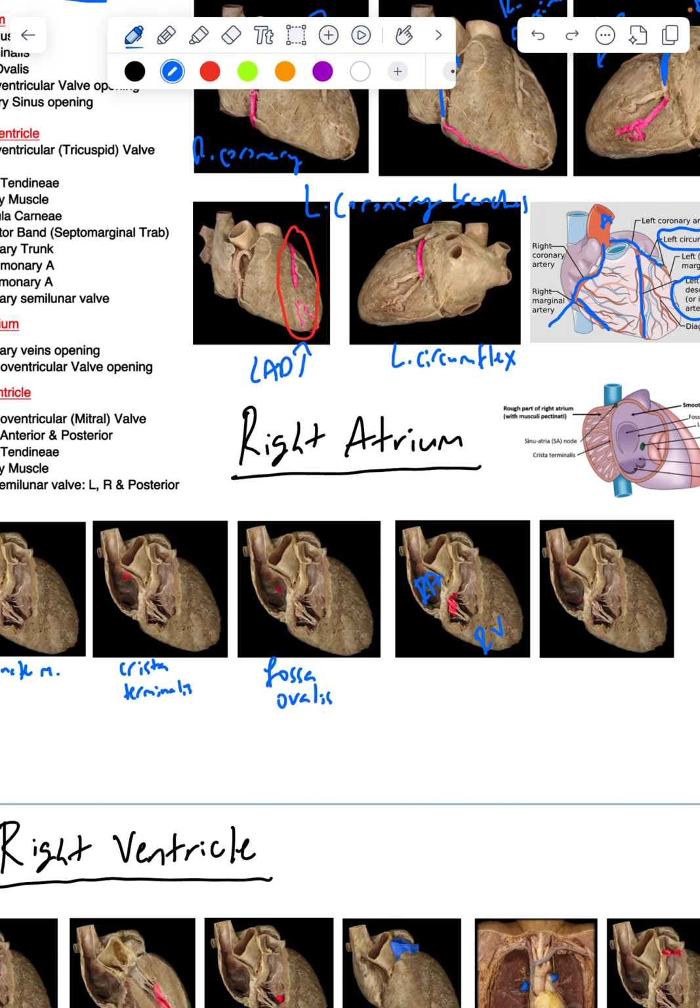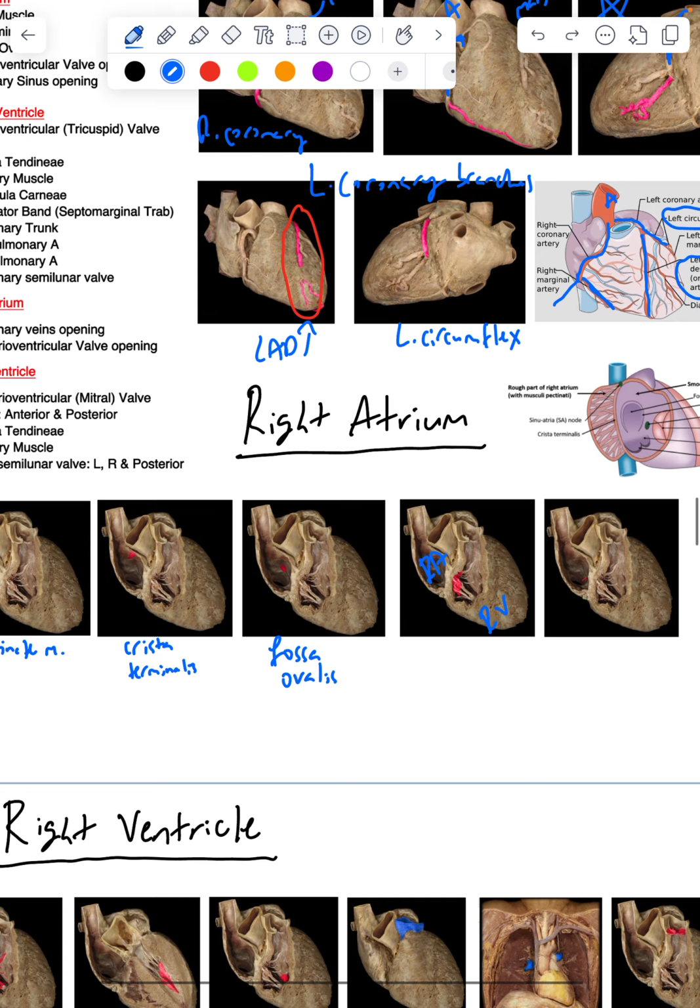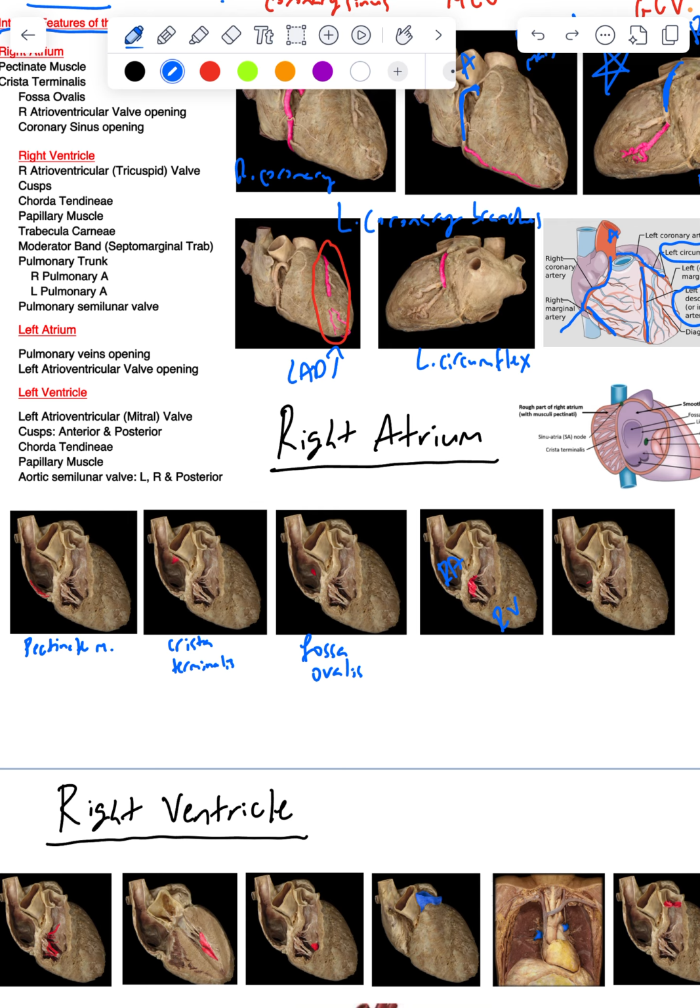Remember when we were talking about the lung lobes, how the right has 3 and the left has 2, and I related it to this. So this is your tricuspid valve, AKA your right AV valve. And then this tiny hole in there is actually the opening to the coronary sinus.